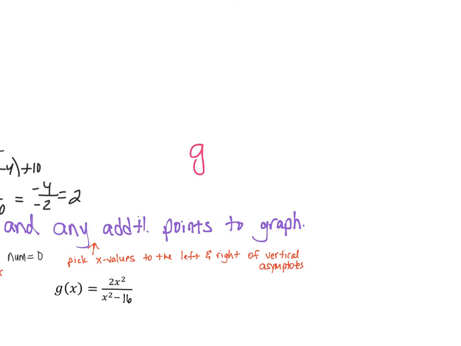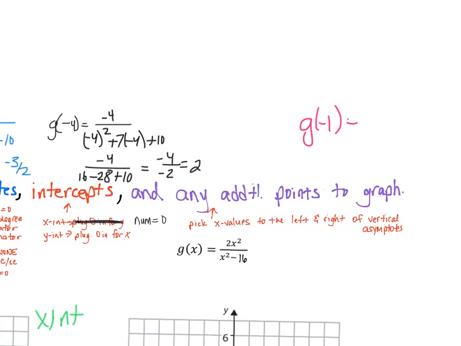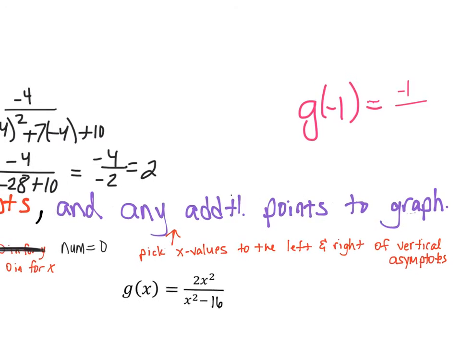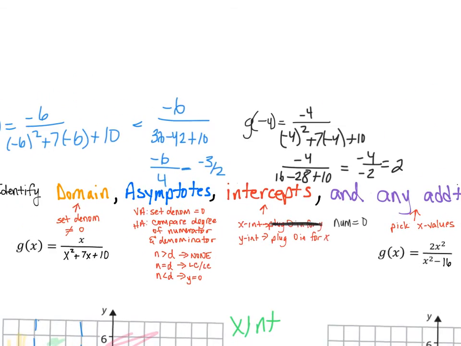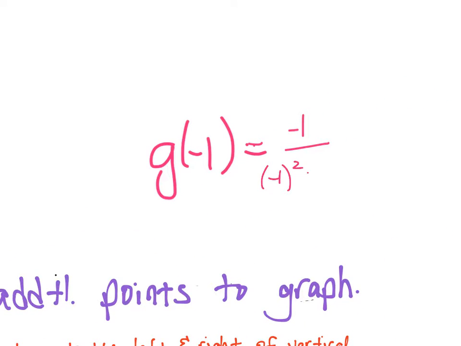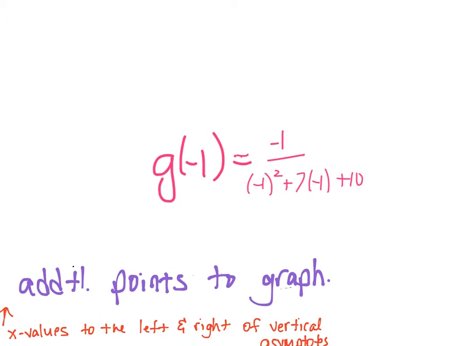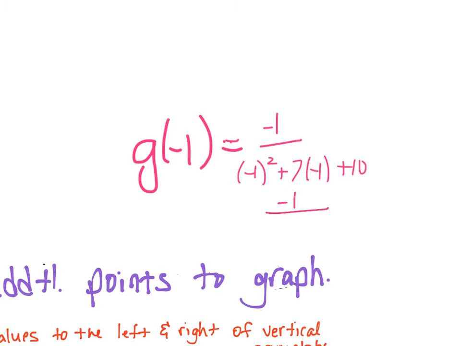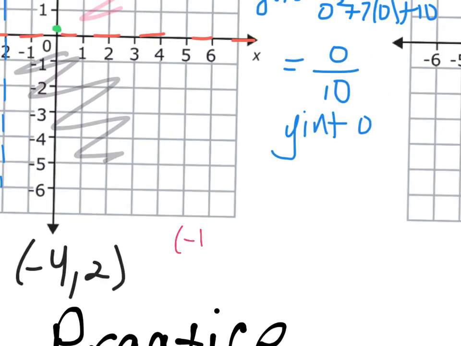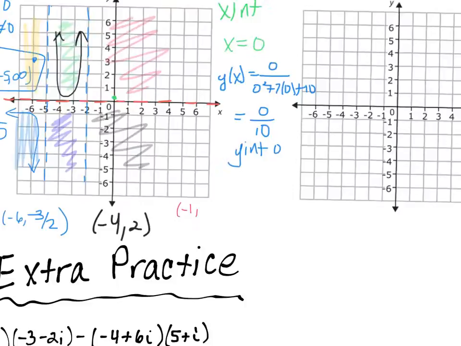So I'm going to say g of -1. Well, my function is -1 over -1 squared plus 7 times -1 plus 10. Read it to me, guys. Okay. So I have negative 1 over, what's negative 1 squared? Minus 7 plus 10. So negative 1 over what? 1 minus 7 is negative 6. Plus 10 is. So when I plug in negative 1, I got what? Negative 1/4.